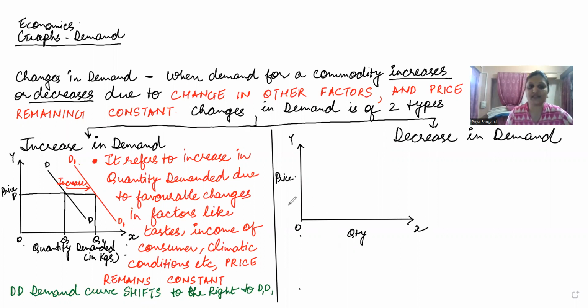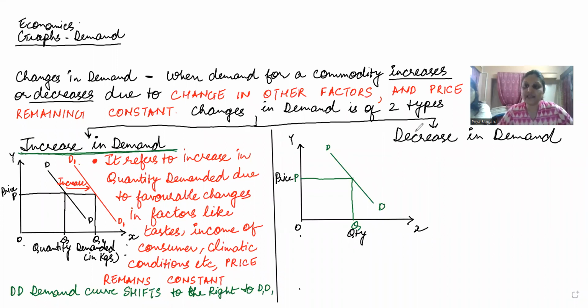Now moving on to decrease in demand. The same P price पे Q quantity originally, and plot an original demand curve. Miss, DD. Yes. अभी आपने क्या बोला कि which indicates? DD demand curve shifts to the right to D1, D1, which indicates increase in demand. Next जो हम ले रहे हैं, that is decrease in demand.